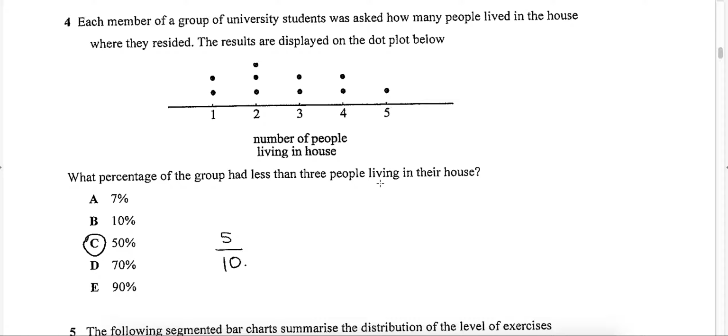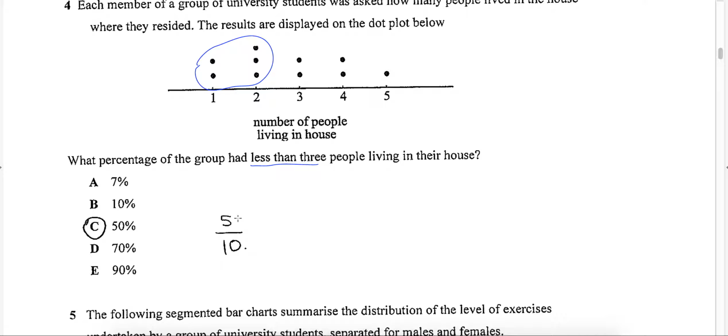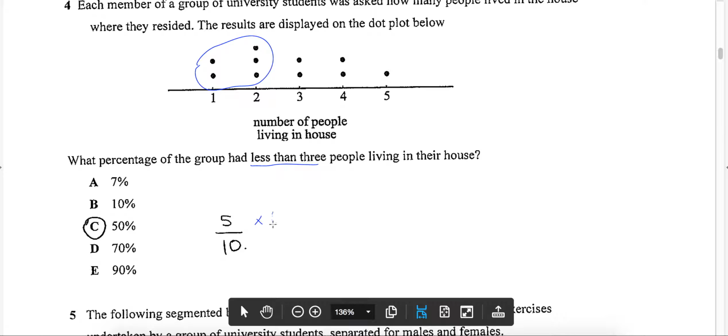For the next one here, the key thing is to see it's less than 3 people living in the house. So I'm thinking of all of these ones here, which there are 5 of them. Now we are asked for a percentage, so you need to know how many there are altogether. So you need to count them up. So we've got 5 there, another 5 here, we've got 10. So 5 out of 10 times by 100 is half of them, so 50%.